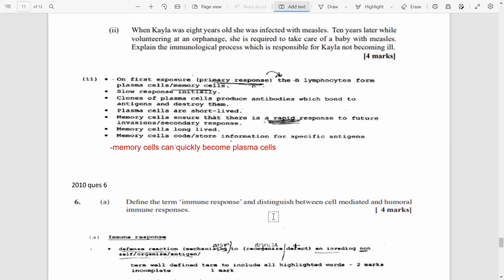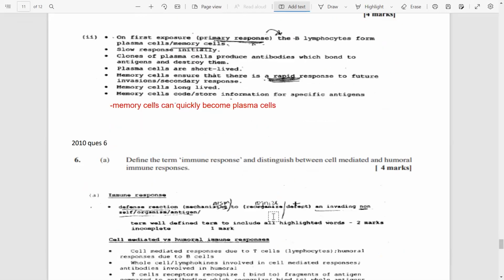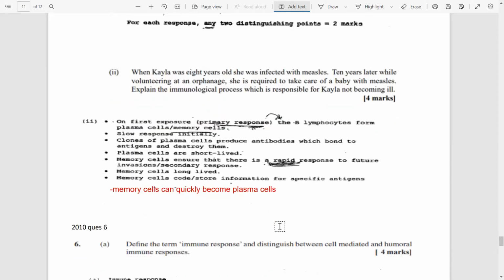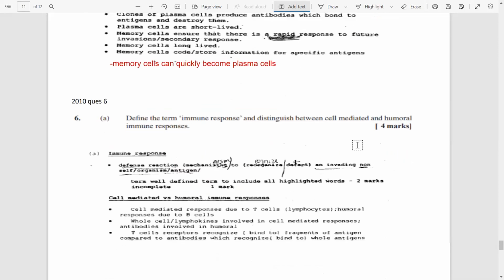Okay, so the reason why Kayla won't get infected is because she already has memory cells against measles. So if she's taking care of any child at the orphanage who has measles and the measles antigen enters her body, the memory cells will recognize it and be converted into plasma cells and immediately secrete large amounts of antibodies, destroying the measles antigen before it makes her sick. So she is immune. All right, so now to the last question on this topic.